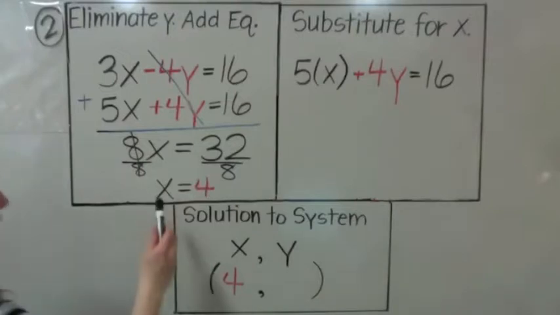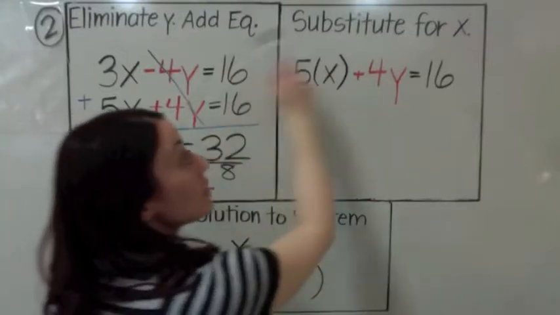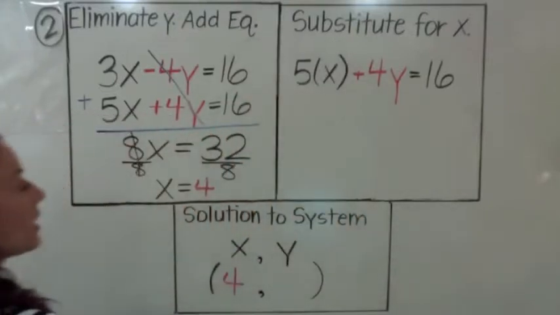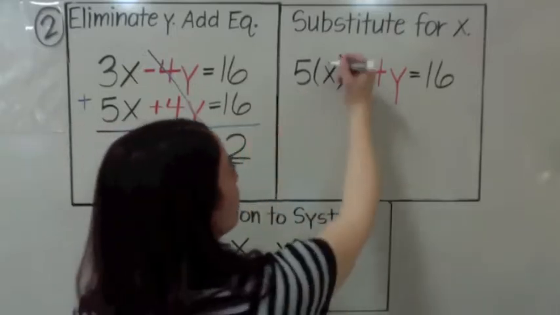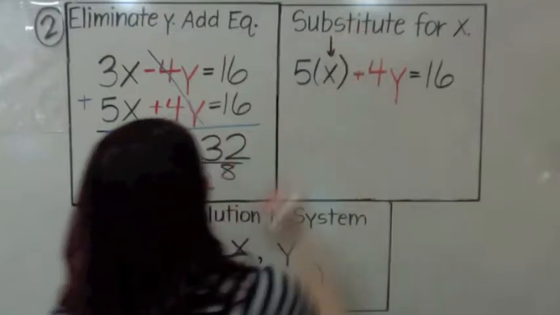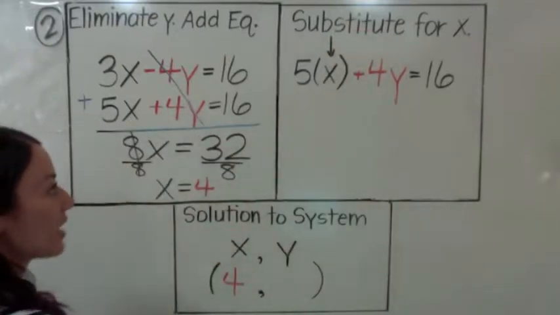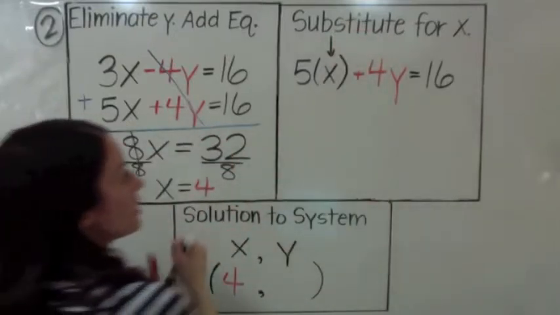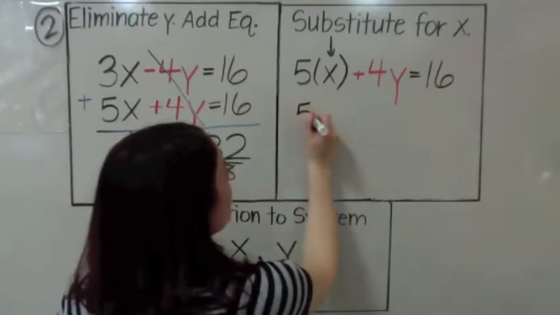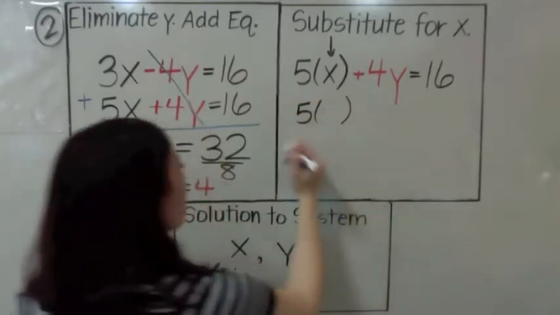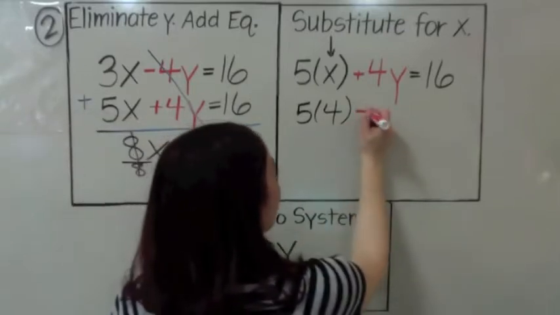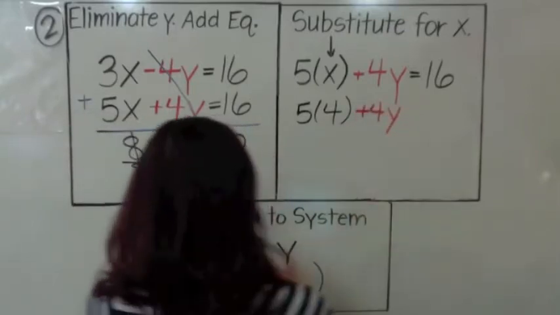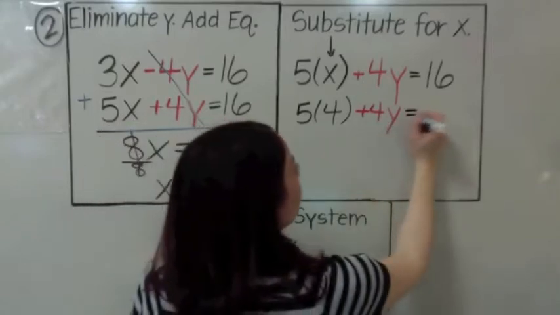Now that we found x, we're going to substitute for x in this equation, which is the second equation, 5x plus 4y equals 16. We are going to put the 4 in the place of x, but there's parentheses. So the parentheses tell you to do what? They tell you to multiply 5 times 4. Then we're going to add 4y. It's going to equal 16.